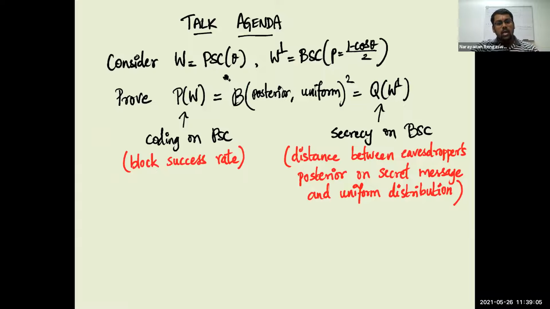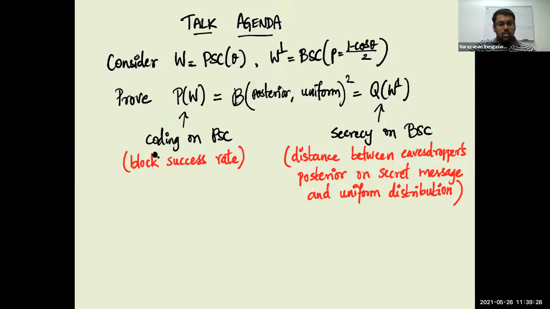So W is the pure state channel with parameter theta, which we will define shortly. And the dual channel is known to be the binary symmetric channel whose parameter is coupled to the primal channel in this form. So we'll establish this duality in this talk using both entropies and later just using linear algebra, using factor graph duality and linearity of codes.